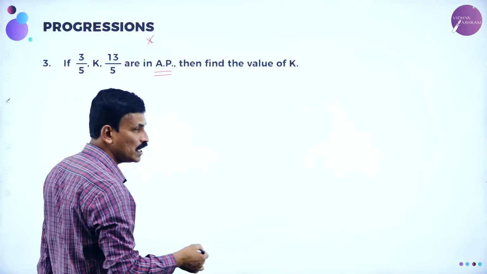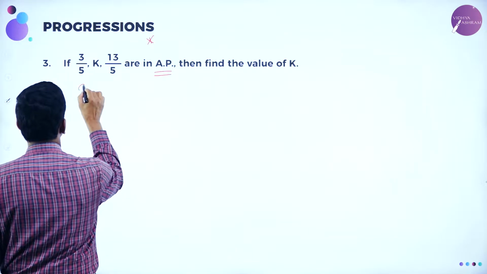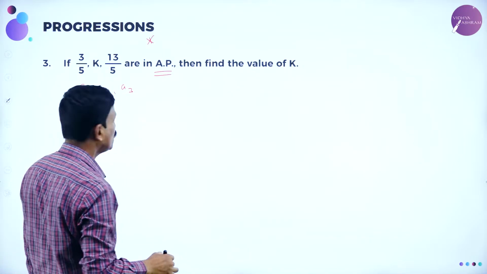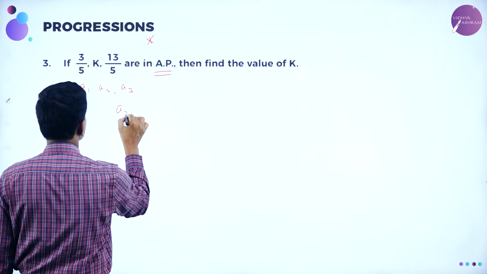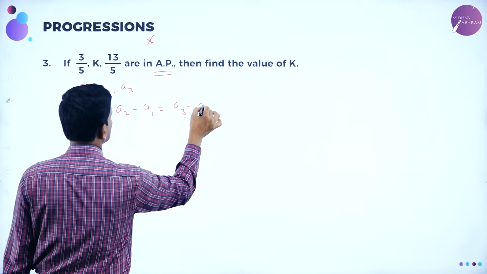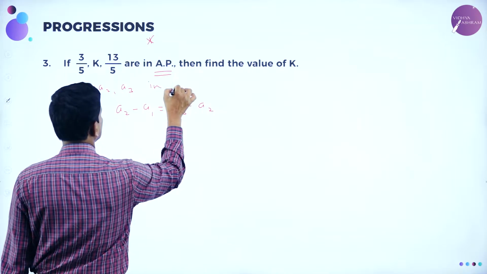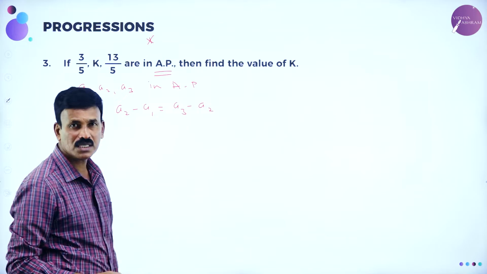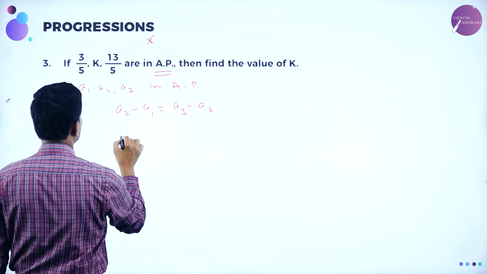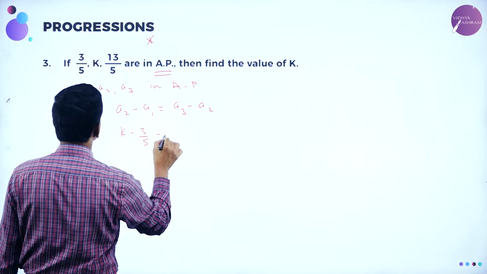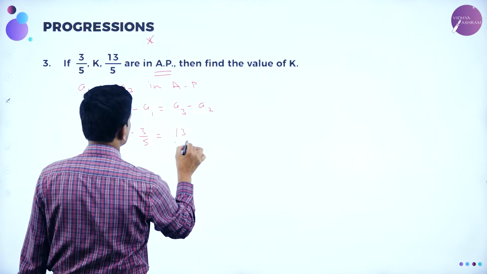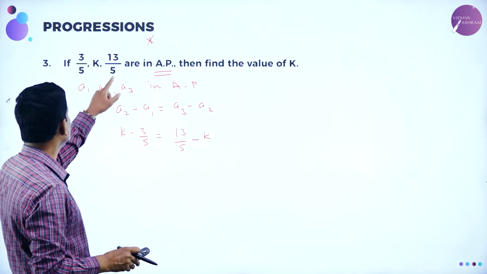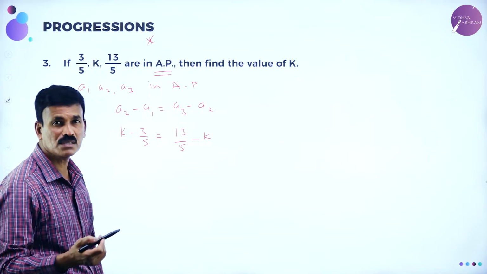So if they are in AP, here this is the first term, A1, A2 and A3. 3 terms are there. So if they are in AP, the common difference is same, that is A2 minus A1 is equal to A3 minus A2. Since they are in AP, the common difference, second term minus first term is also equal to third term minus second term. So here this is k minus 3 by 5 is equal to third term, 13 by 5 minus k. That's it. So k minus 3 by 5 is also equal to 13 by 5 minus k. Take LCM and simplify, you will get the value of k.